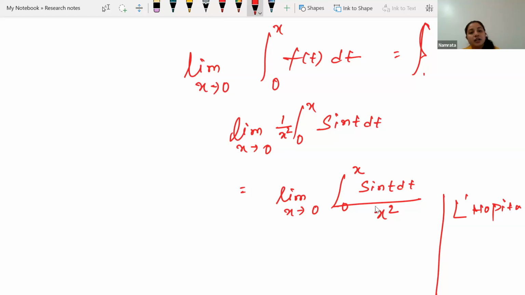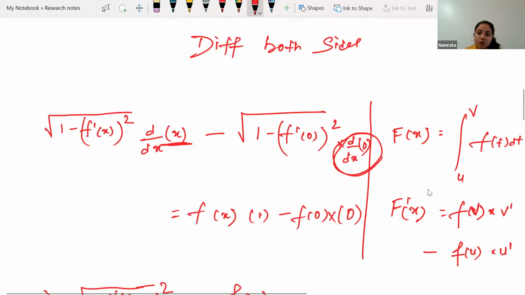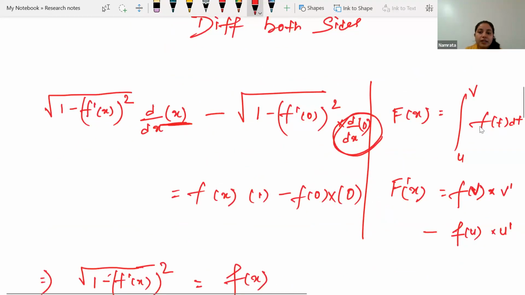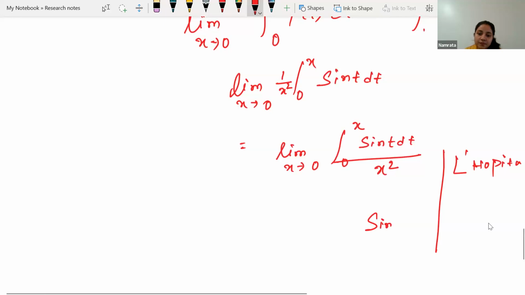For the derivative of the numerator, again we will be using the same formula which I have written over here, this formula given by Leibniz. Whenever we have this type of integration and then we are going to do the derivative, we will be using this formula, that is f of v, v dash minus f of u, u dash. So eventually here also we will be getting sin x, and here, just x square's derivative will be 2x. Still limit x tends to 0 is there.